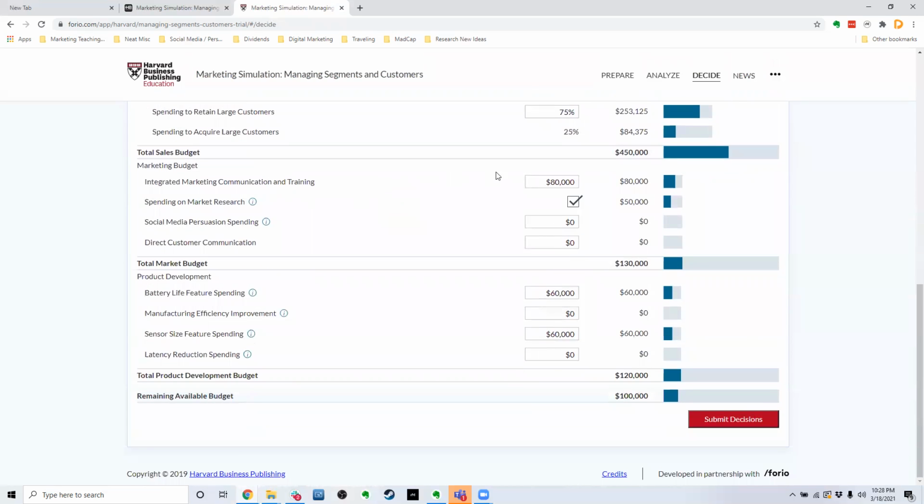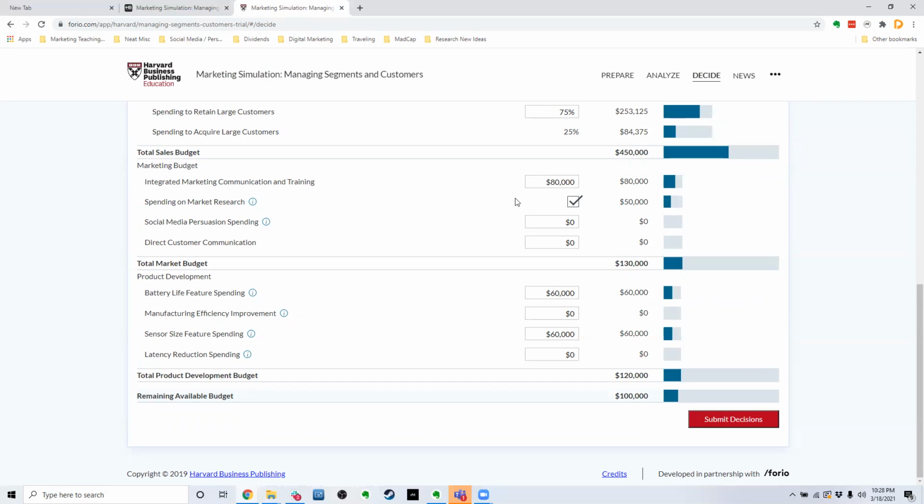Marketing budget. So integrated marketing communications and training. This will help your small customer group. This will help your sales team. This is kind of your marketing support. Anywhere between 0 and 100,000 is a good number. They defaulted at 80,000. So based on where your budget would be, that would be really good.